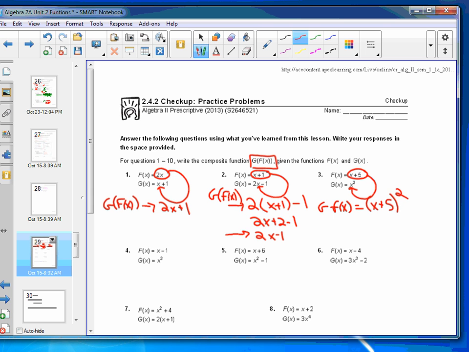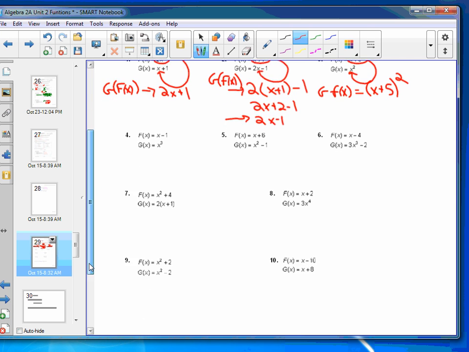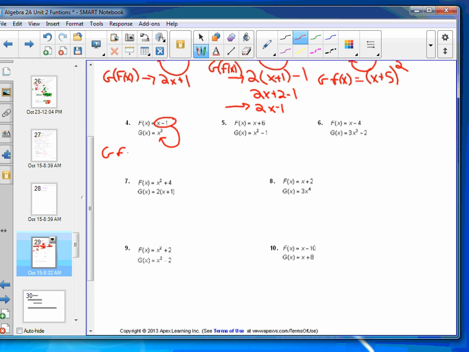I'm hoping by now, like in class when I taught this, kids were like, oh, I get it now. It's making sense. I can do this. And at first they were like, what in the world? So again here for number 4, g of f of x. You're going to take f of x and put that in. So g of f of x is just equal to x minus 1 cubed. Done.